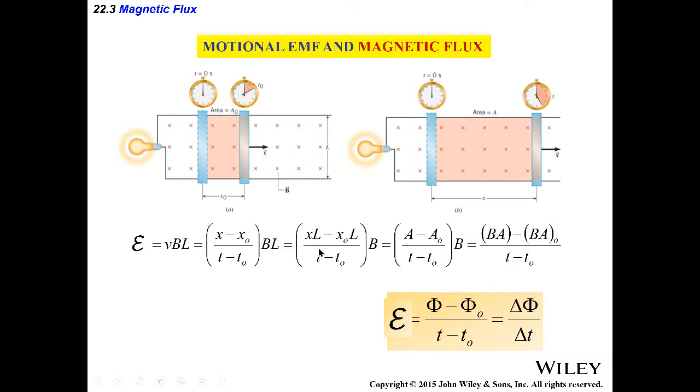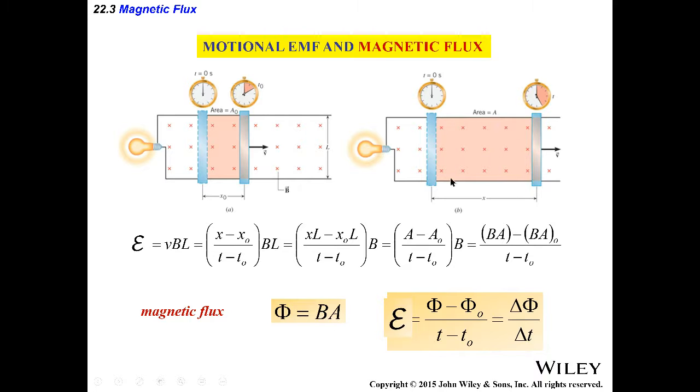Now, it is simple algebra. You can now write this as B, and put the L in here, so that now it is XL minus X0L over T minus T0. But X times L is the area, right? So that's A minus A0, the final area minus the initial area. And this is in fact BA minus BA0. Namely, this is the final flux. BA is what we call the magnetic flux.